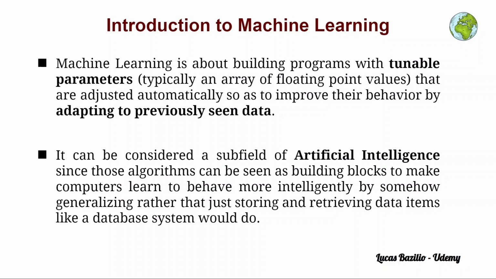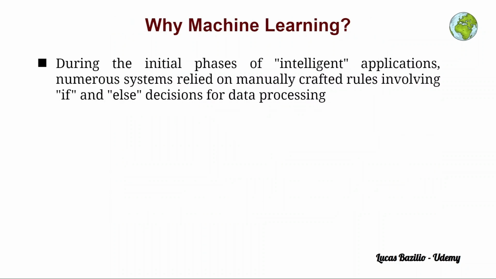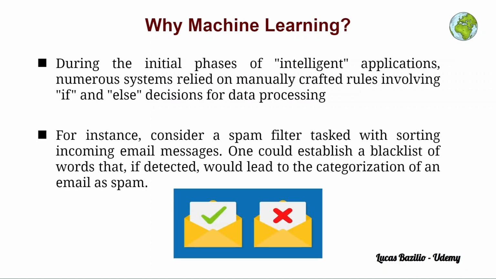Now let us answer the question on why we need machine learning. During the initial phases of intelligent applications, multiple systems relied on manually crafted rules involving if expressions and else expressions. A very simple example is a spam filter. If we want to decide whether an email is a spam or not, then one could establish a blacklist of words that, if detected, then this will lead to the categorization of an email as a spam.